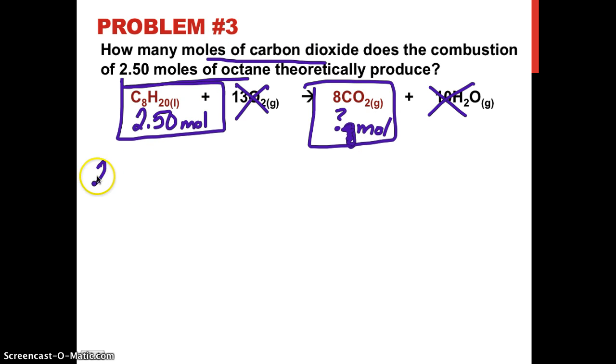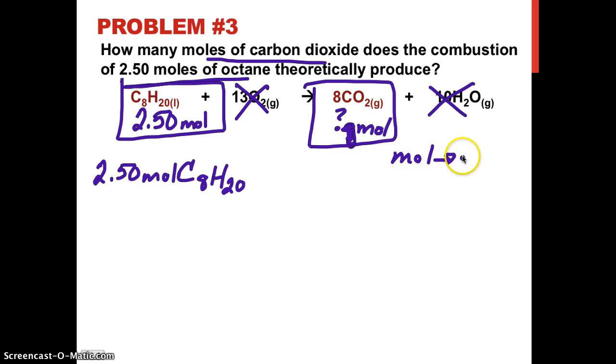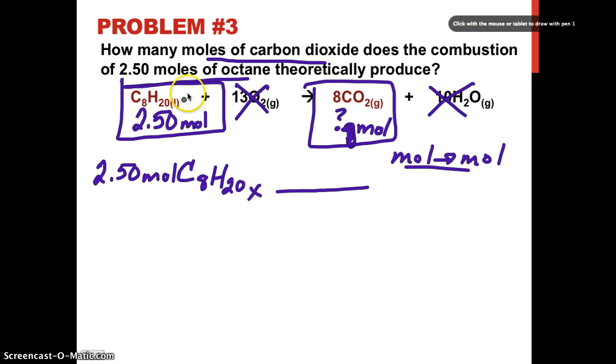Now, I start out with 2.50 moles of C8H20. And this is a mole to mole conversion. I like this kind because they're real easy. I don't even need a periodic table except for writing my chemical formulas. I need no gram to mole or mole to gram conversions. All I have to do here is plug in a mole ratio which bridges me from octane over to carbon dioxide.